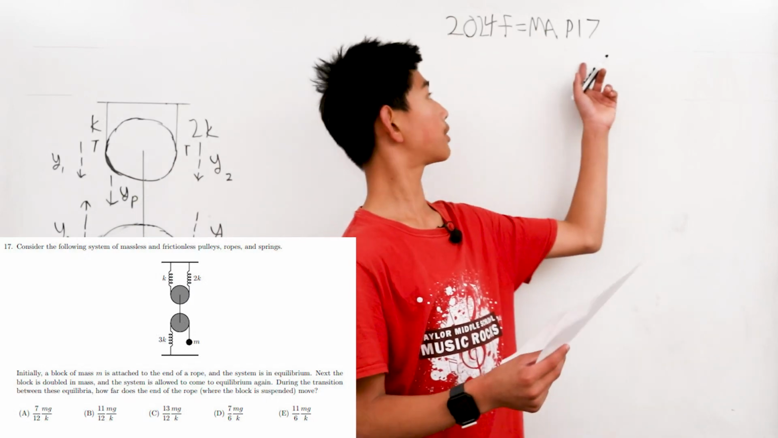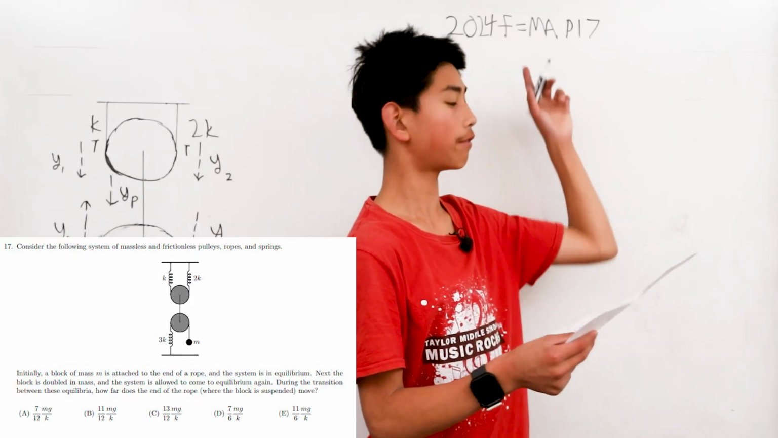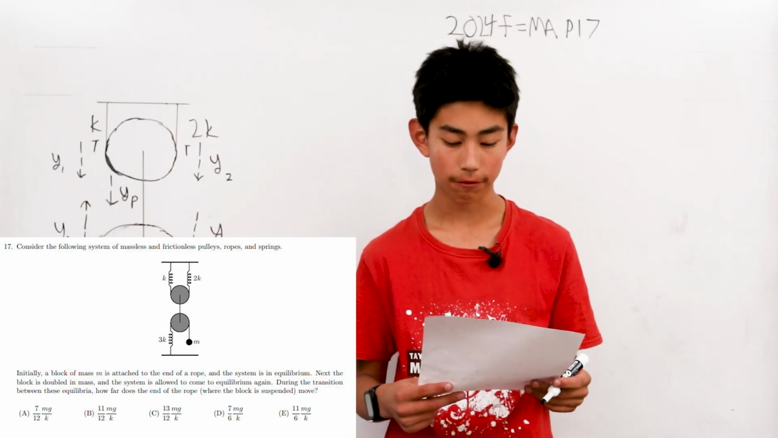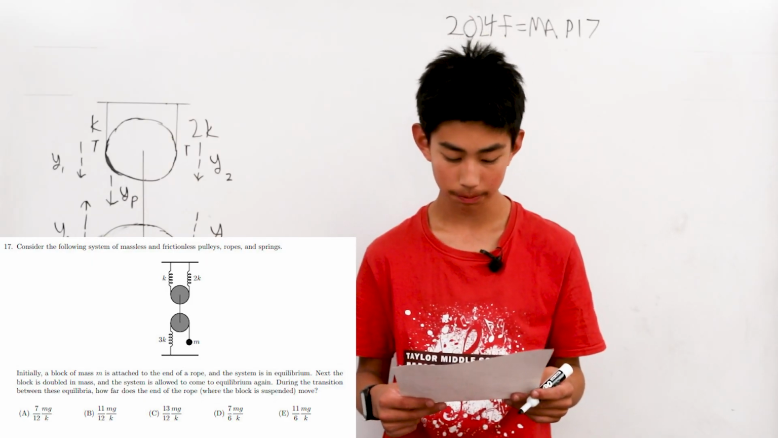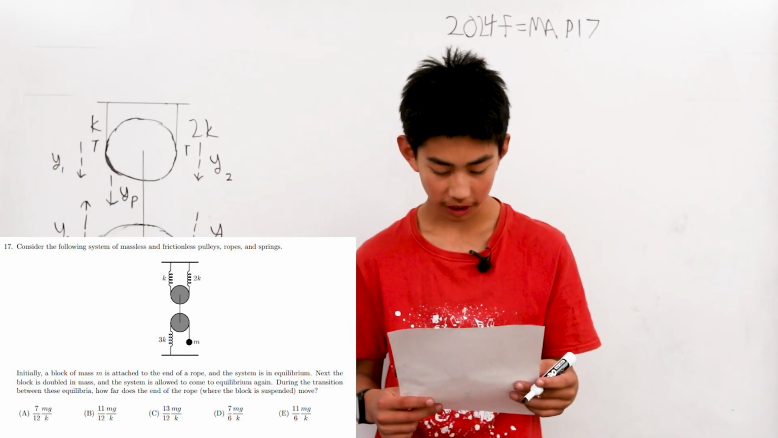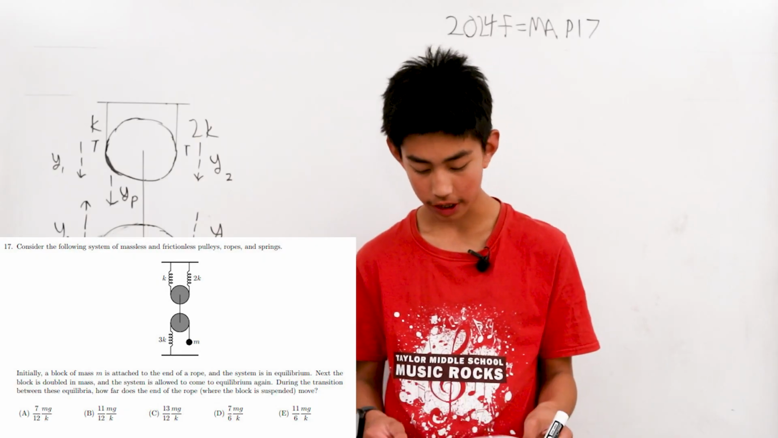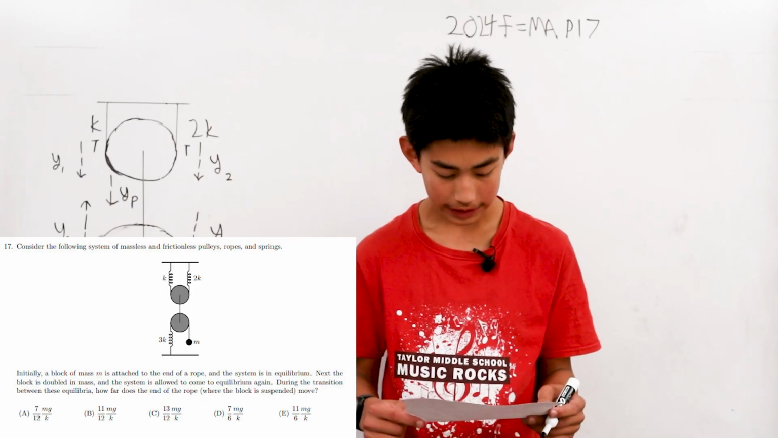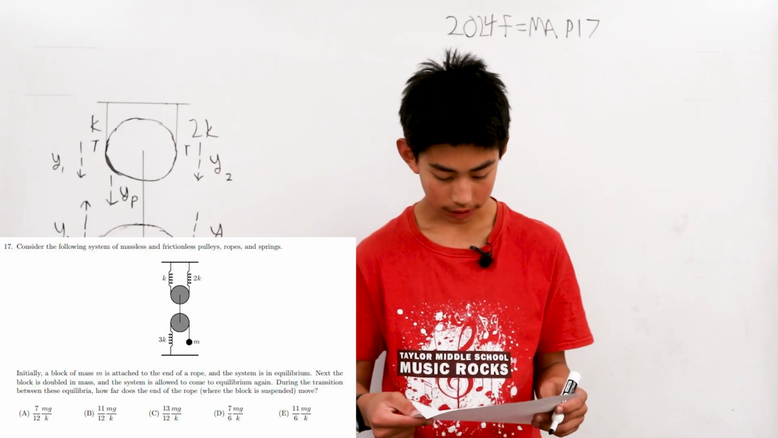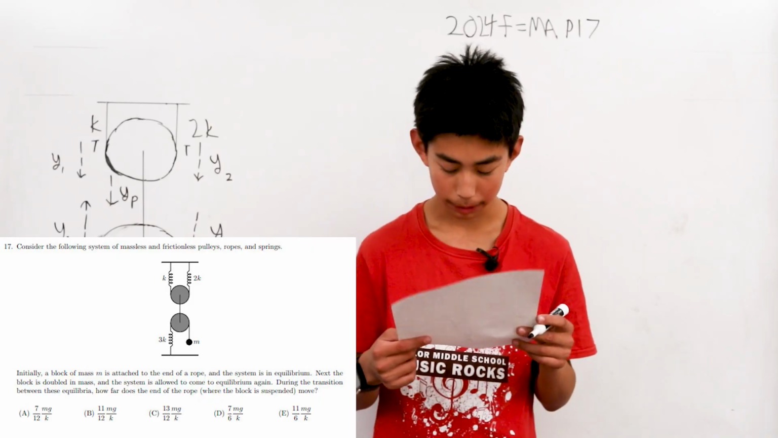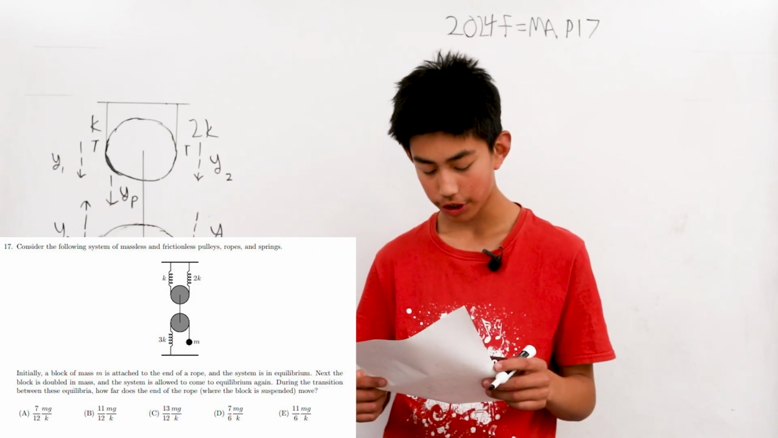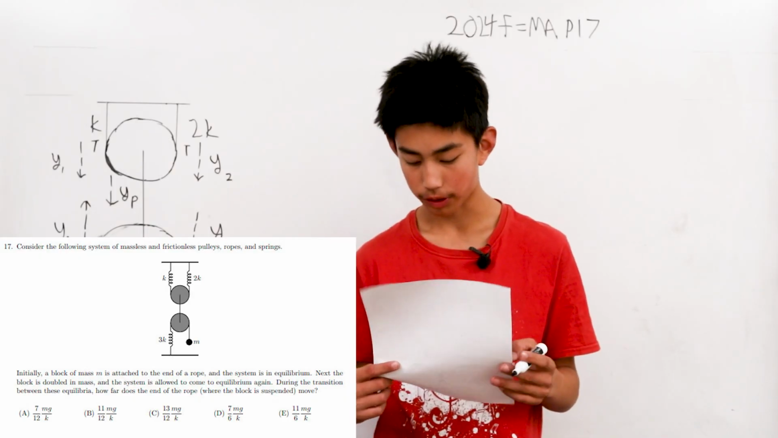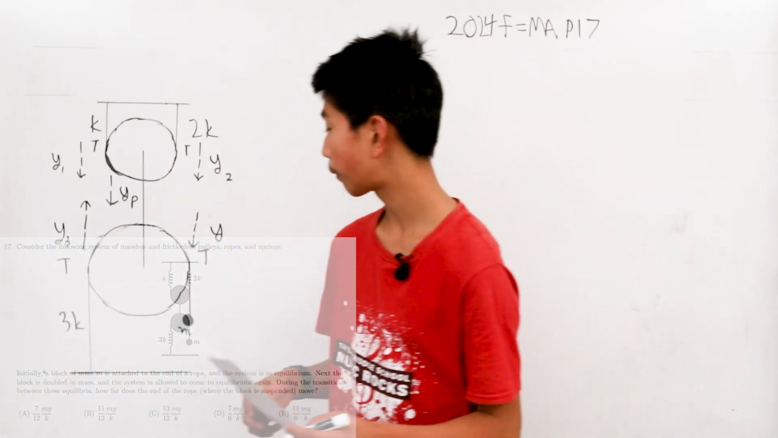We're solving problem 17 from the 2024 F equals MA exam. Consider the following system of massless and frictionless pulleys, ropes, and springs. Initially, a block of mass M is attached to the end of the rope, and the system is in equilibrium. Next, the block is doubled in mass, and the system is allowed to come to equilibrium again. During the transition between these equilibria, how far does the end of the rope where the block is suspended move?